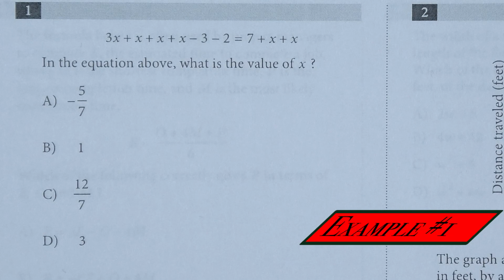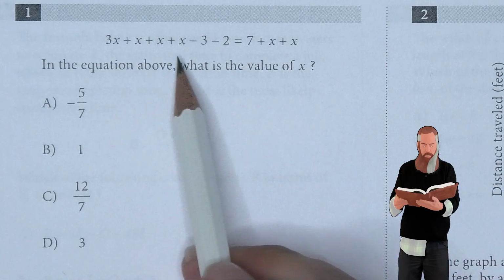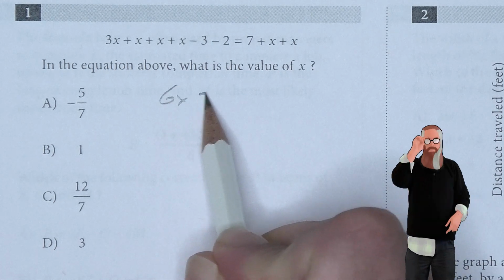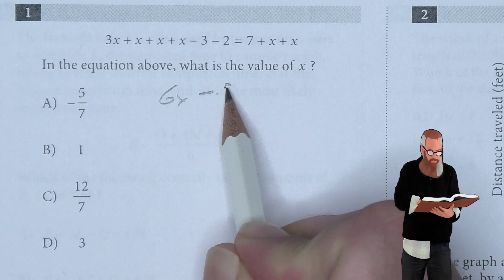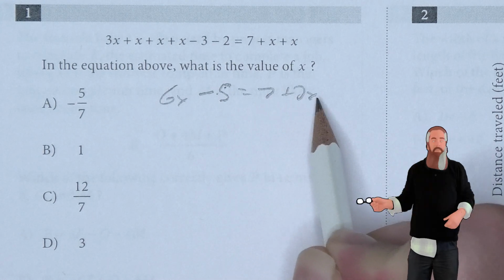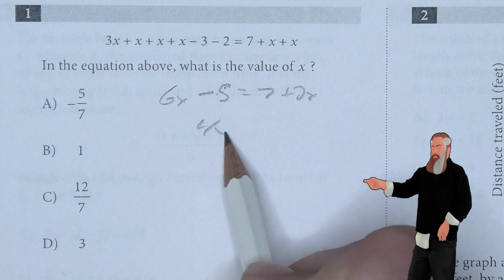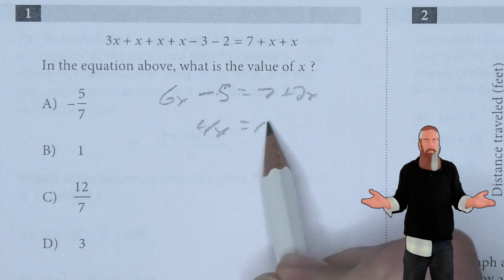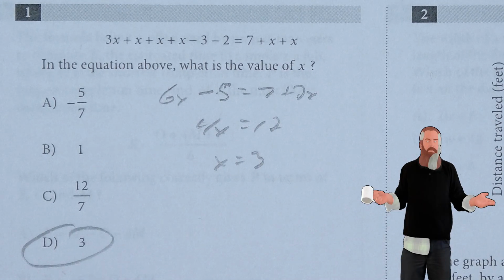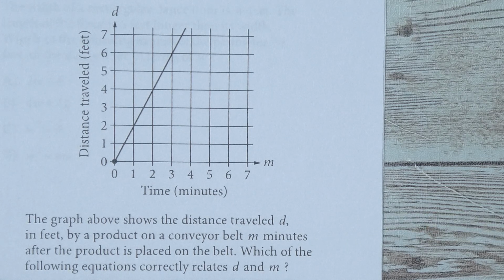In the equation shown above, what is the value of x? So first, let's just simply combine all the like terms on both sides of the equation. This is going to give us 6x minus 5 on the left. This is going to be equal to 7 plus 2x on the right. Moving 2x to the other side, I'm going to get 4x. Moving 5 to the other side, I'm going to get 12. So dividing both sides by 4, I get 3. D is the answer.